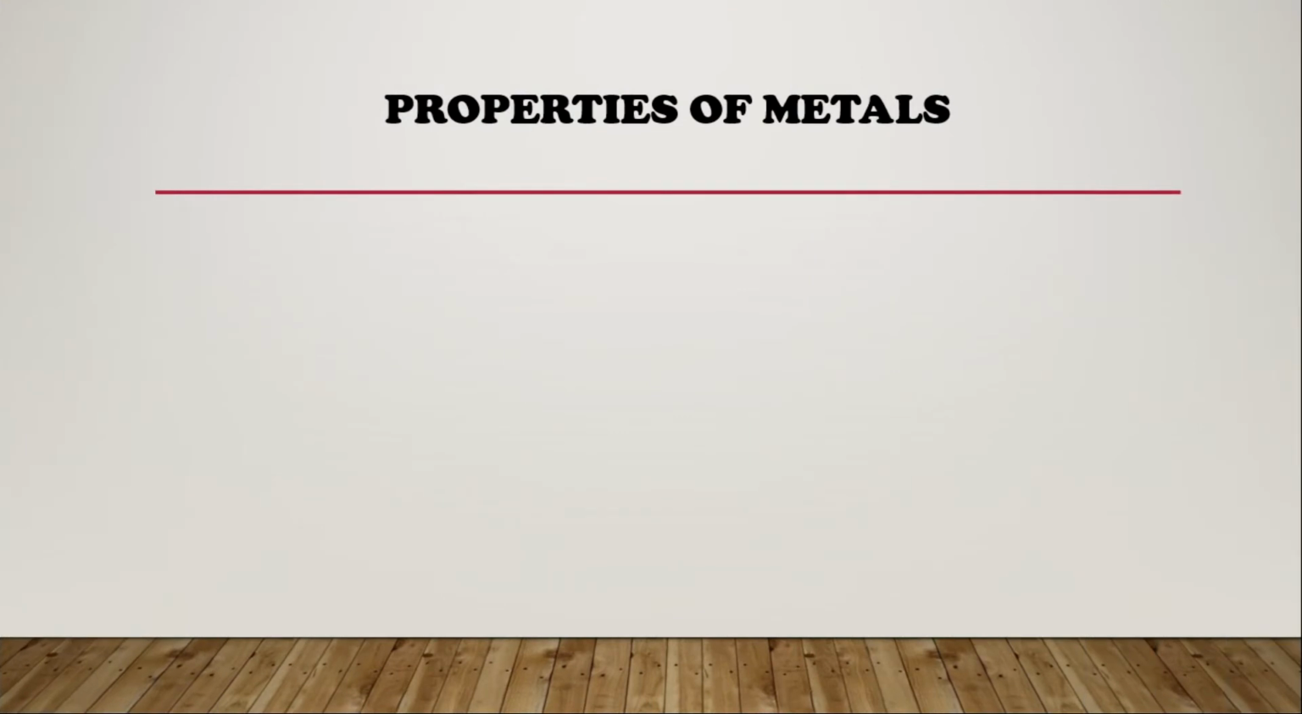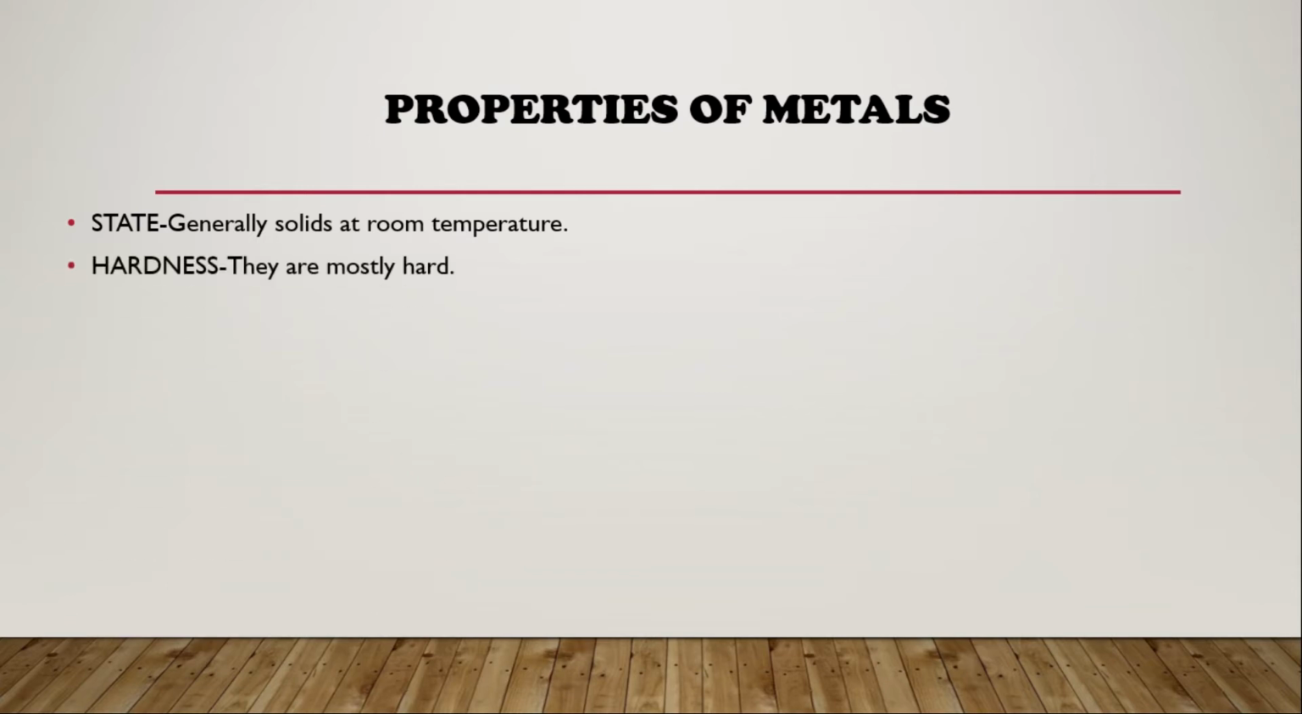Now speaking about the properties of metals, the physical state is generally solid. Metals are generally solid at room temperature. There are some exceptions, like mercury, which is a liquid, and sodium and potassium, which are not very hard solids but soft. Metals are generally hard substances and we need special tools to cut them, the exceptions again being sodium and potassium, which are soft and can be easily cut.